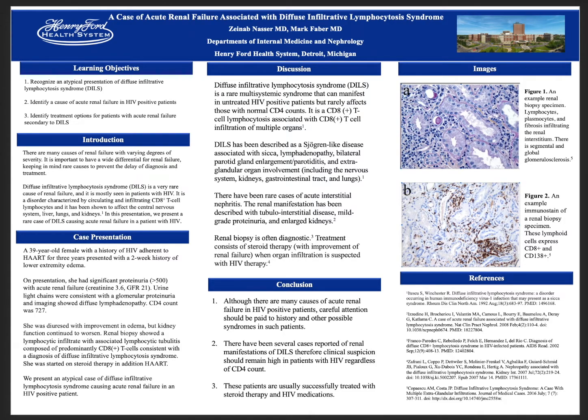We have a 39-year-old female with a history of HIV, adherent to HAART for 3 years, who presented with a 2-week history of lower extremity edema. On presentation, she had significant proteinuria with acute renal failure. Her baseline creatinine was around 1, and her creatinine had bumped up to 3.6, and her GFR had dropped to 21. Urine light chains were consistent with a glomerular proteinuria, and imaging showed diffuse lymphadenopathy.